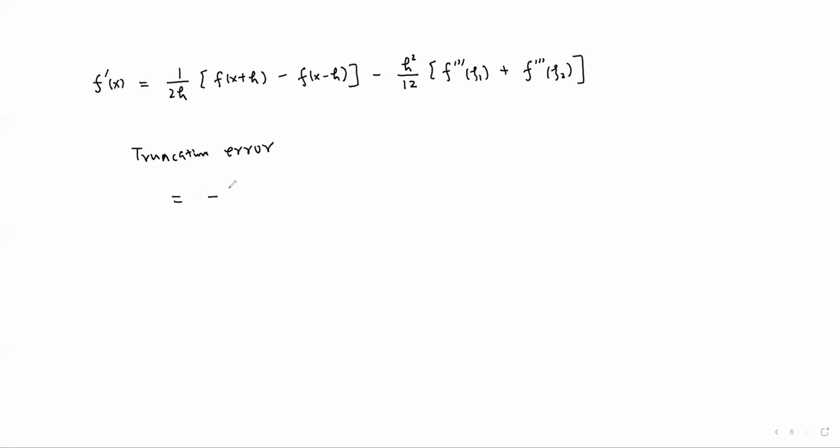Is equal to negative h squared over 12 times psi 1 plus psi 2. Divide the sum by 2. Then we get h squared over 6 times the average.